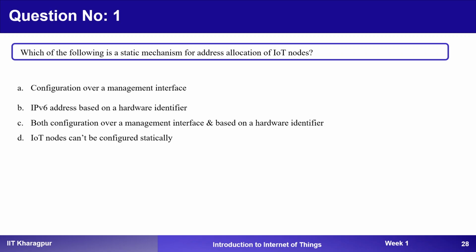Okay. These questions are not related to your assignment, but they are from your week 1 topics only. So please discuss here. Which of the following is a static mechanism for address allocation of IoT nodes? Which option is correct? Anyone please? Option C, ma'am, both. Okay, why?